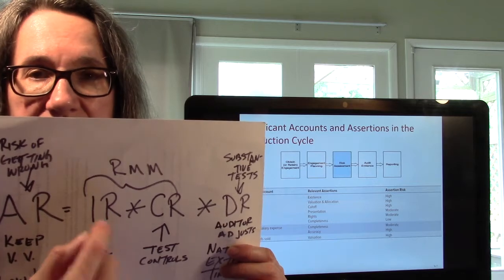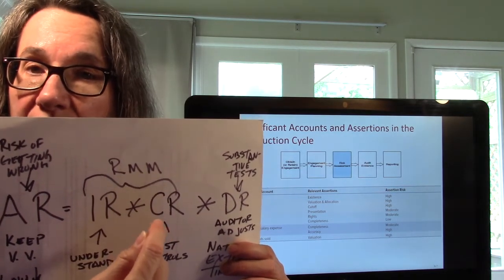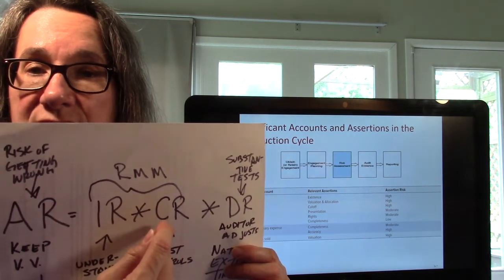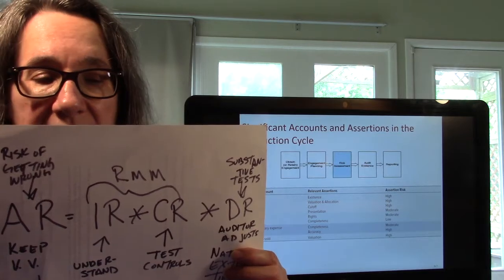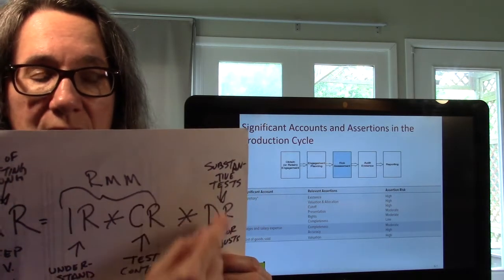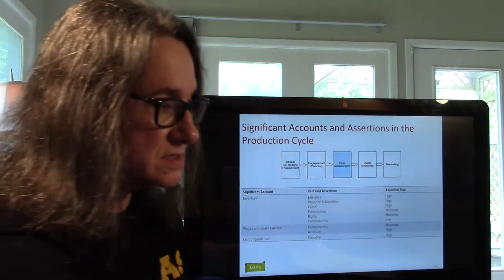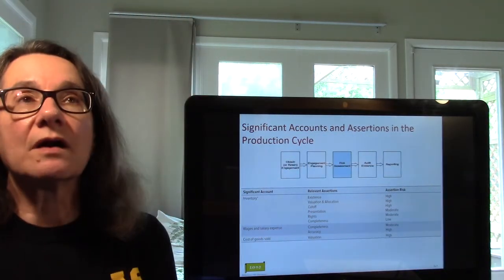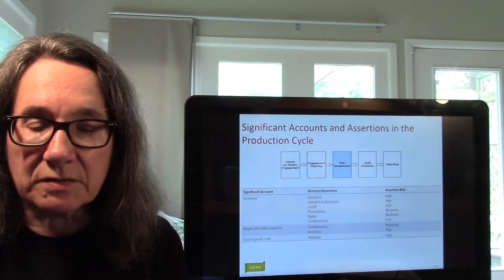All we can do is understand the inherent risks so that we can understand what controls the client has in place and test for them, and that way we understand the risk of material misstatement. And once we understand risk of material misstatement, we can adjust our detection risk. All right, so this particular video is talking about the inherent risk in the production cycle.